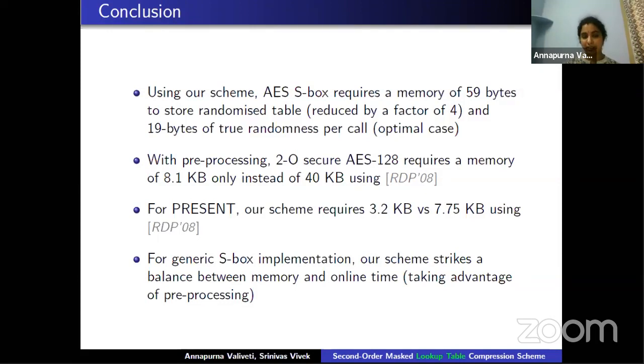We even implemented the lightweight cipher PRESENT to observe the improvements. It comes out to be 3.2 KB for the PRESENT second order implementation. On the whole, our scheme strikes a balance between the online execution time and the memory required, at the same time optimizing the randomness requirement.